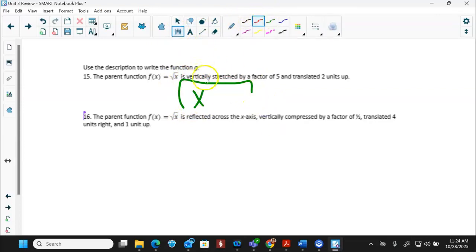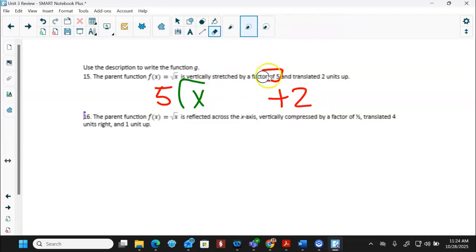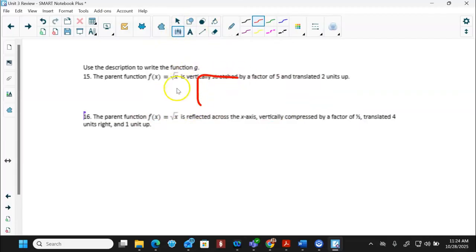Now, here it says that I am vertically stretched by a factor of 5. So again, stretch and shrink always come on the outside. Translated 2 units up, so it's just plus 2. There is no left or right, so I did not really have to make it that big because we don't have any movement left or right. It's just going to be 5 on the outside because that's a stretch of the square root of x, and then 2 units up on the outside. Okay, f of x.